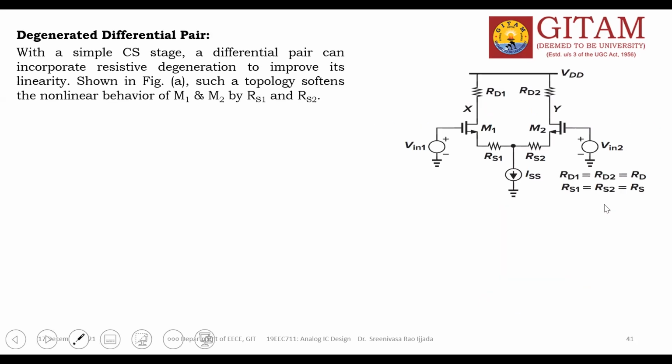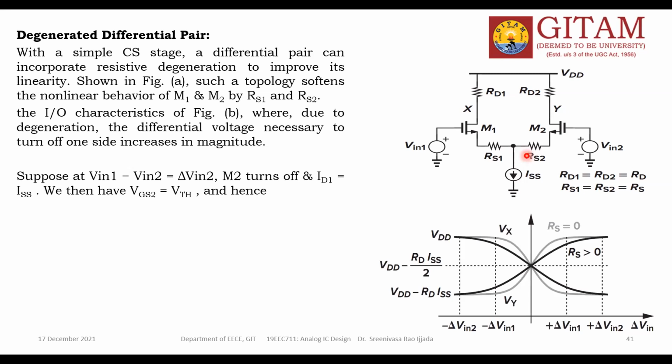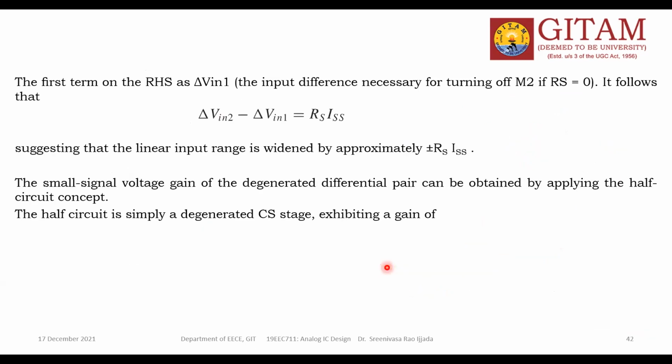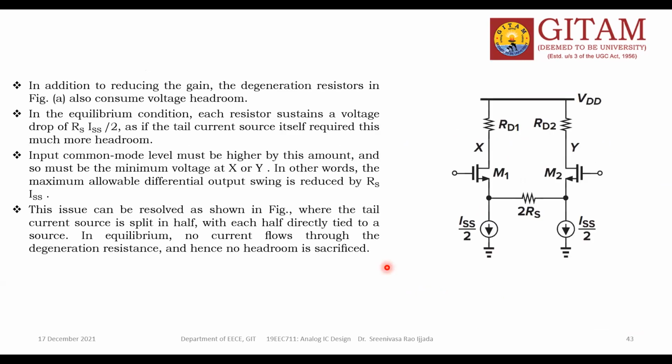Next, the degenerated differential pair. It is nothing but a CS amplifier with a degeneration resistor. Same thing, but here two resistors are added to the basic differential pair circuit. Because of these two resistors, what happened? The gain increases a little bit and you will get a linear gain. Earlier we got this one, now we got this one, the thick line. Because of that, the differential pair circuit can be divided and converted like this.